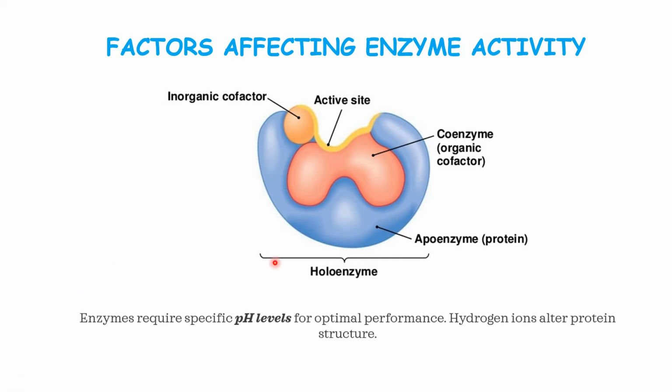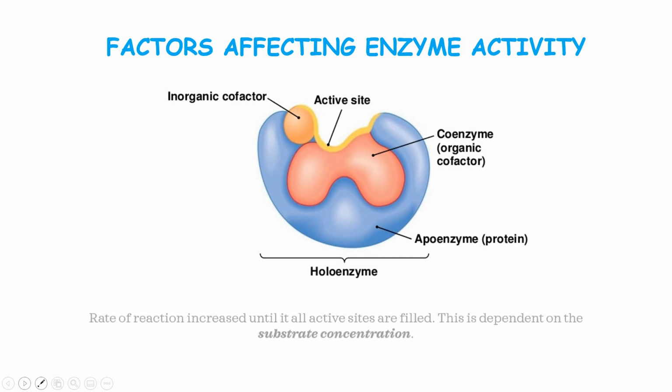The second one, pH levels. Enzymes require an optimal pH level for performance. Now, hydrogen ions tend to alter protein structure. So if the enzyme is not really going to work well in a highly acidic or highly basic environment, pH is going to be a very big factor. Next one is the rate of reaction.